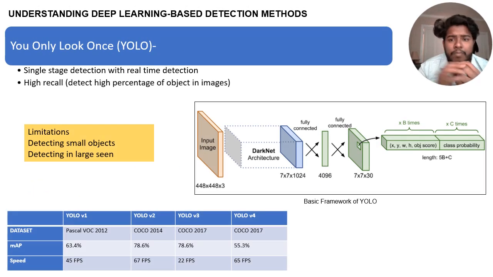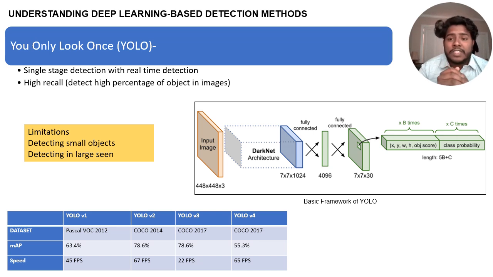So now we are moving forward to one stage detectors in deep learning based detection methods. First is YOLO. YOLO is "you only look once." That is the full form of YOLO. YOLO is very good at real time detection, as when you want to detect objects in videos. Also, the major advantage of YOLO is high recall. So basically, YOLO can detect a high percentage of objects in an image. This is the main advantage of YOLO.